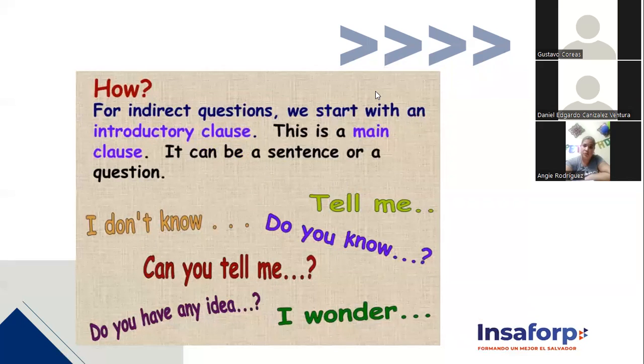And I want you to please, if it's possible, I'm gonna give you some time, write all these expressions down. All of these are considered introductory clauses because they give us the main idea of how to start the question, okay? Tell me, do you know, can you tell me? Do you have any idea? I wonder. And then you add the previous one, would you mind telling. So I'm gonna give you 3 minutes. Write these introductory phrases, please. Maybe you want to write them like 1, 2, 3, 4, 5, 6, I think there are 6, and then 7. And then we're gonna create sentences with these because I do want you to use all of them. So take 3 minutes to write them down.